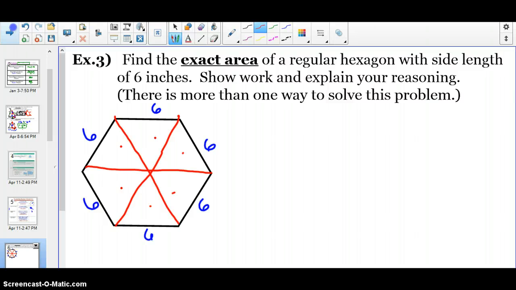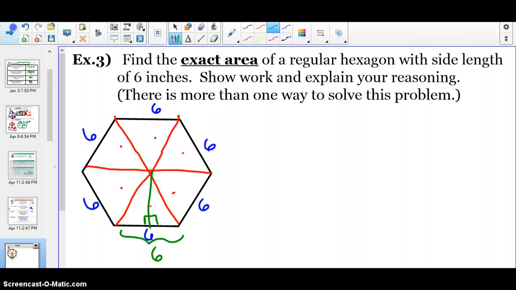They're all equilateral triangles because this is a regular hexagon. So if I can figure out the area of one of these triangles, I can figure out the area of the whole hexagon. So let's try to figure out the area of a triangle here. So I'm going to figure out the height, and I have the base, which is 6.